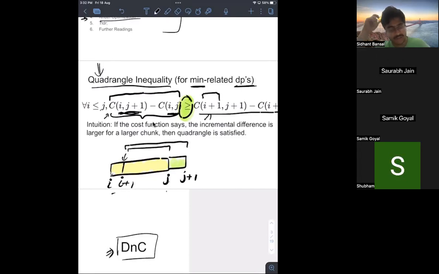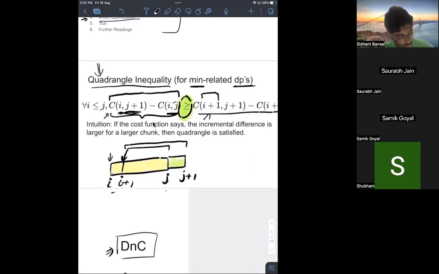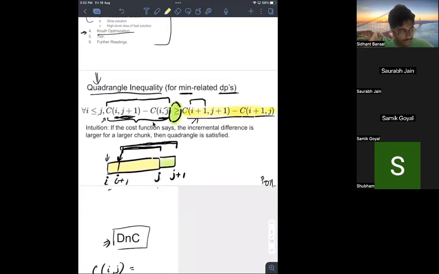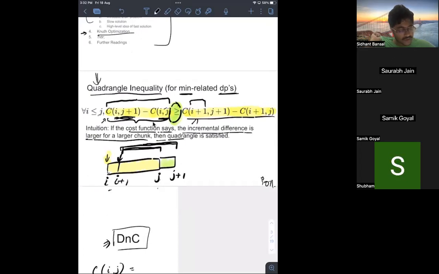that is adding this green portion. Intuitively, this incremental cost is greater than the incremental cost had you started from i plus 1 instead. Instead of starting from i, you would have moved to i plus 1 and tried the same thing, that is from i plus 1 to j plus 1 minus i plus 1 to j. Then that incremental cost is smaller than the incremental cost had you started from i. So intuitively, if the cost function says the incremental difference is larger for a larger chunk, then the quadrangle inequality is satisfied.